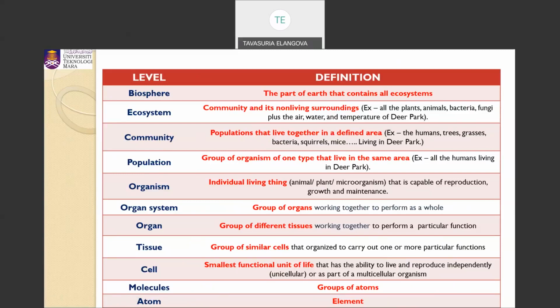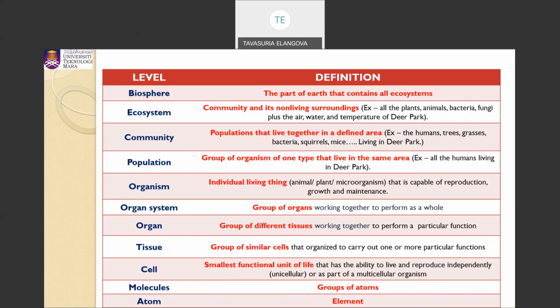Ecosystem means the community interacts with the non-living surrounding environment. For example, the human population, the animals, and the trees at one particular area interact with the non-living surroundings such as the air, water, and temperature. So that is known as an ecosystem. All the ecosystems on the earth are known as the biosphere.